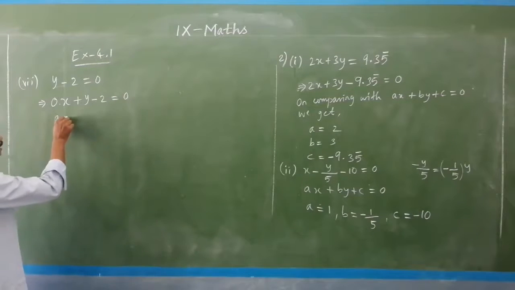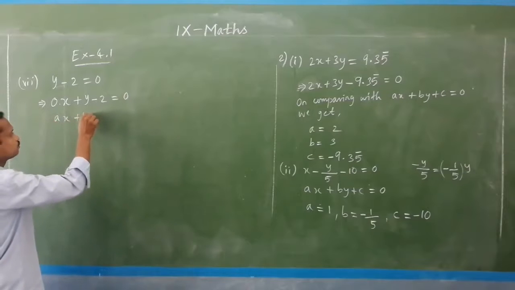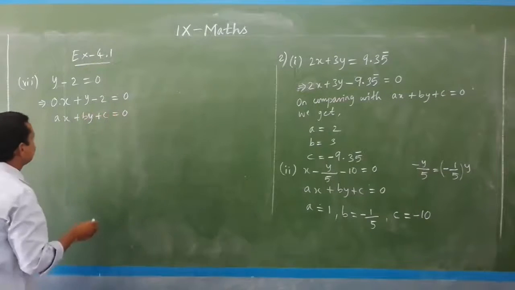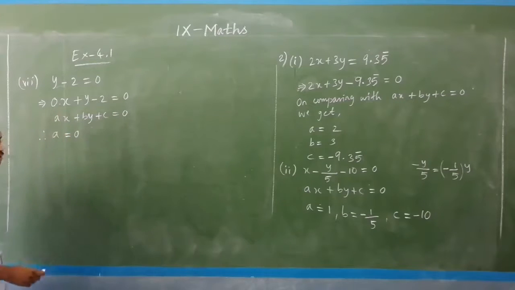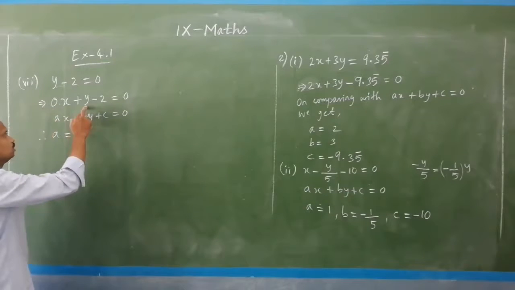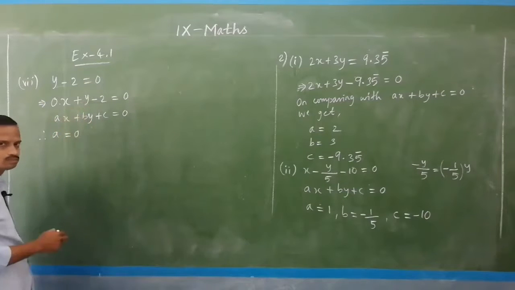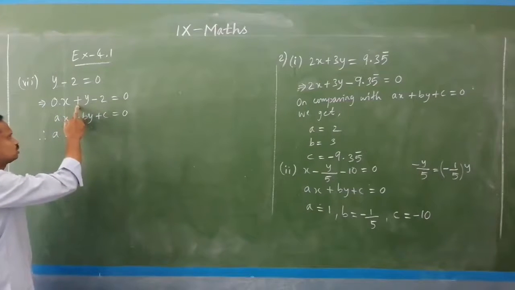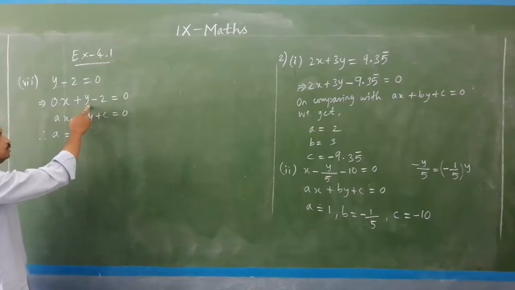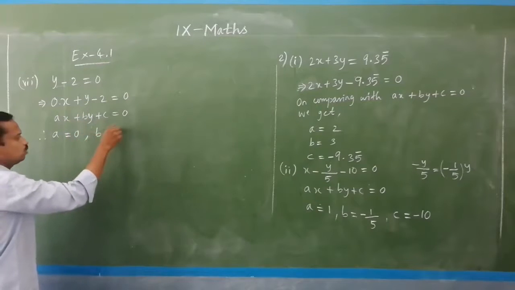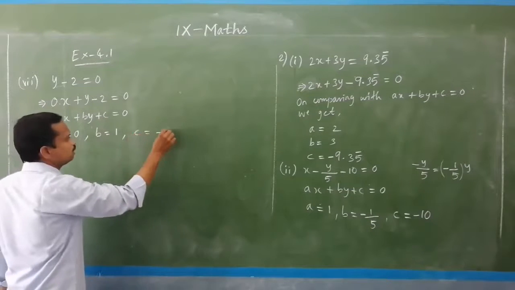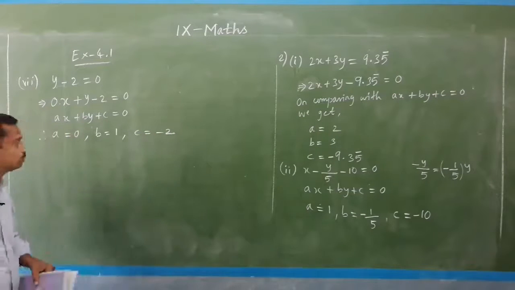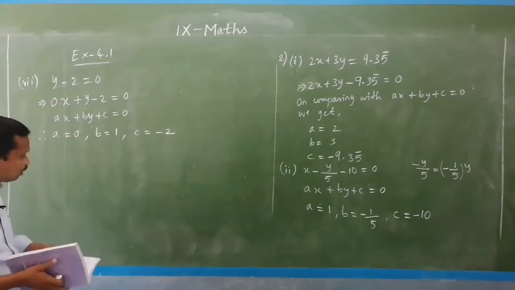So, this is like general form. Then compare with Ax plus By plus C equal to 0. What do you get? Therefore, A equal to 0, because here the coefficient of x is 0. And then what is B? Here the coefficient of y is 1. You have to be very careful here. Plus y means that is plus 1 into y. So, you get B value as 1. And then instead of C, as I told earlier, C equal to minus 2. So, very easy one.